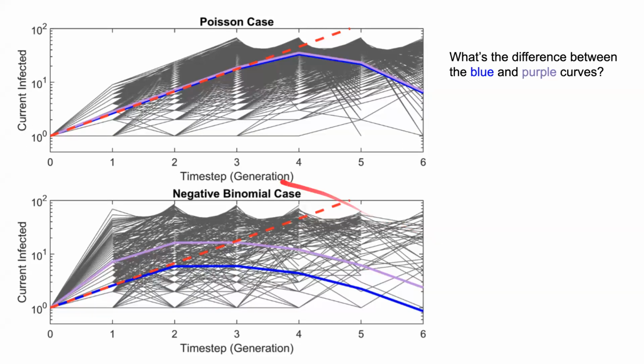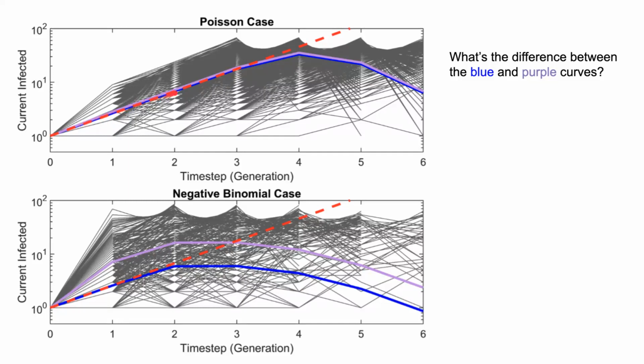Just as a quick reminder, on the vertical axis here, we're showing the current number of infected at any point in the simulation. We always start out with just one infected individual, and we step forward discretely according to all these time steps. Some people call it a generation. It's essentially a time step. So we start with one infected individual. We have all these different realizations. Many different random things could happen. And we have these summary quantities, the blue curve and the purple curve.